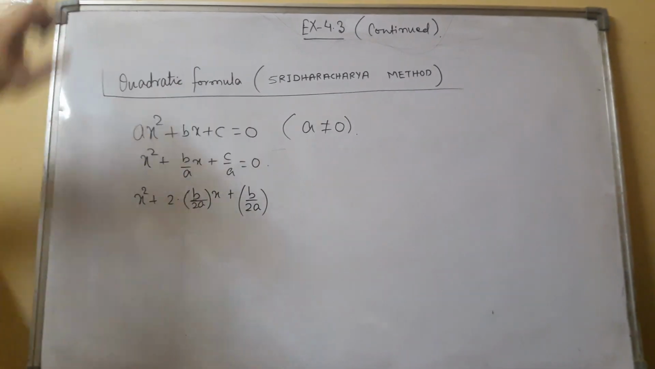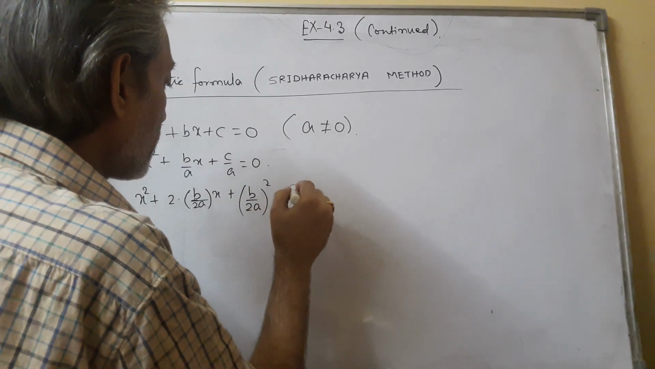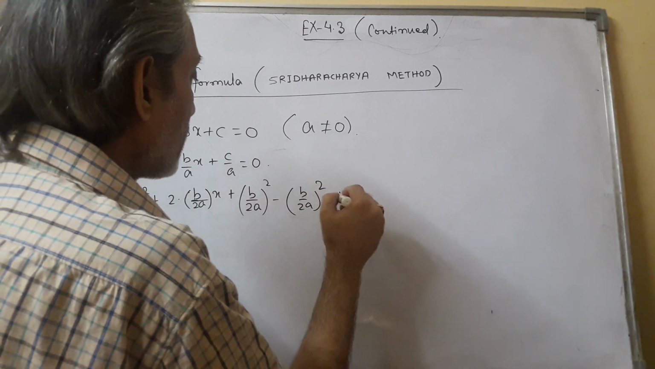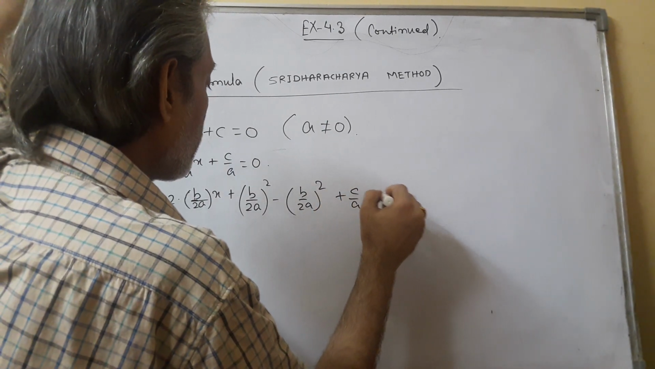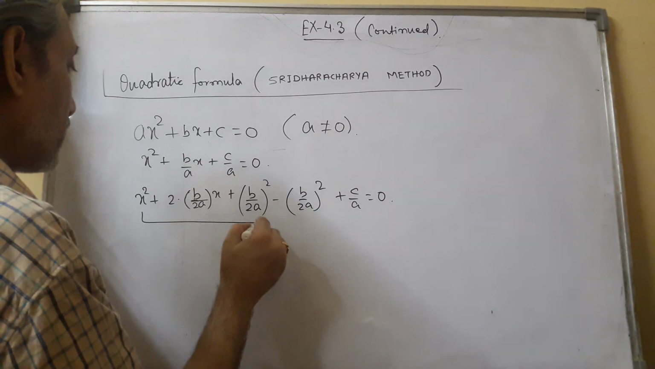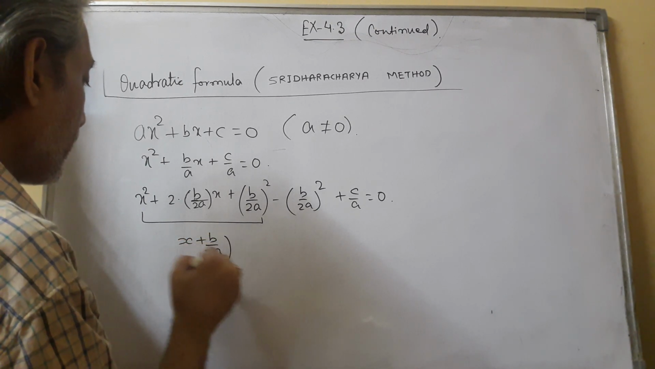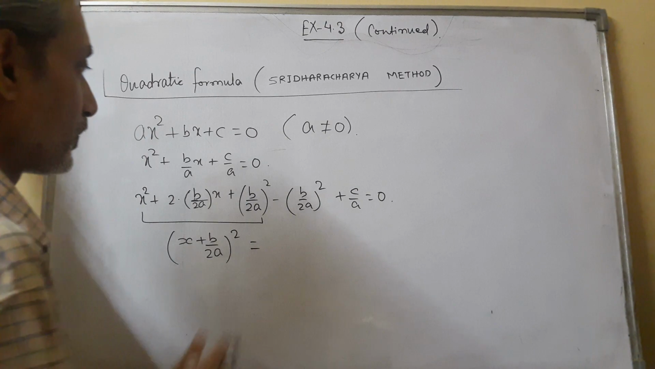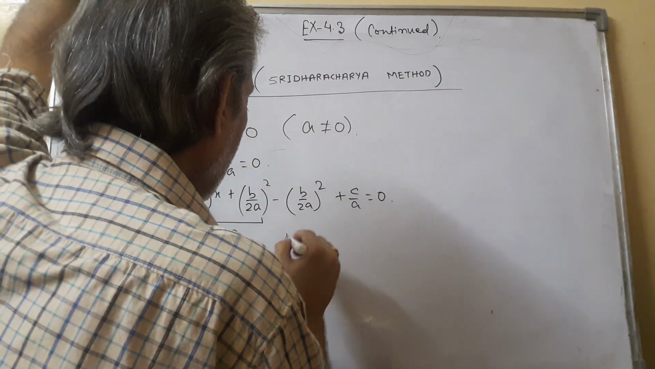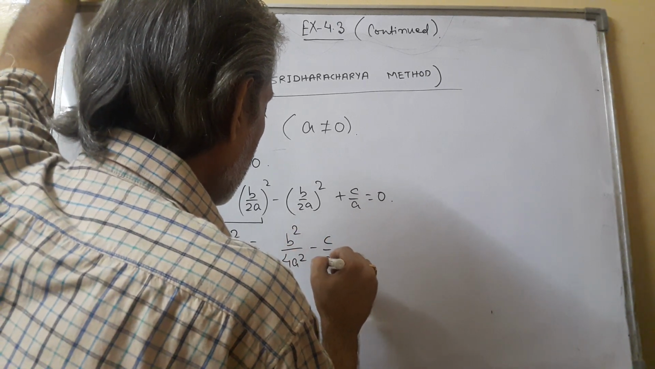In the previous video I have already explained this method. So I am squaring this as well as subtracting this thing. Now add the last term. Now take these three terms. These three terms can be written as x plus b upon 2a raised to the power 2 equals to. Now these terms, take it to the right hand side. So we have b square upon 4a square minus c upon a.